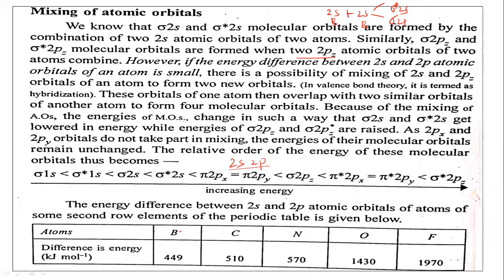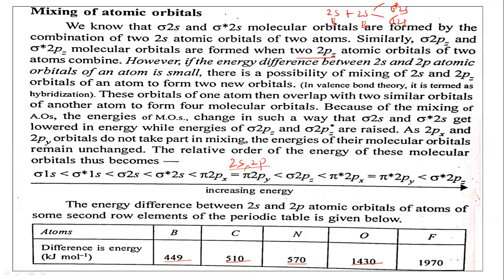This table shows that in the boron molecule it is around only 449 kilojoule per mole. In the carbon molecule it is 510. In the nitrogen molecule it is 570. This means the energy gap between the 2s and 2p orbital. And if you see in the case of oxygen, it is very high, 1430. So as this energy gap will be higher in the case of the oxygen atom, no mixing will be here.